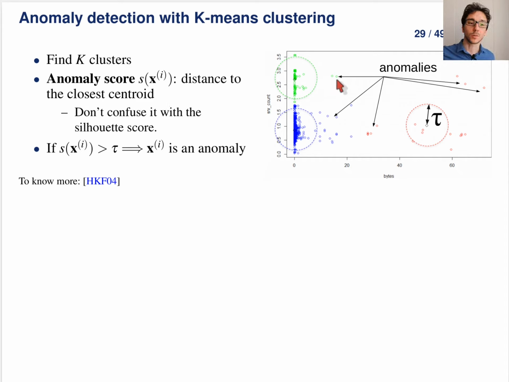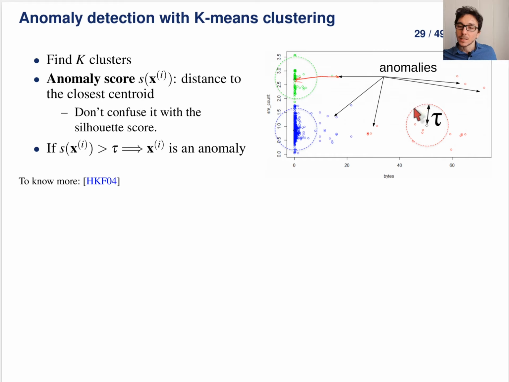Then you associate to each sample a score. A score is the distance of that sample with respect to its centroid. So it's not the silhouette score, it's a completely other thing, okay? It's the score of this point here that I'm pointing at: its distance from the centroid. Of course, the smaller the distance to the centroid, the more normal the point is. Okay, so anomalies are points whose distance is more than a certain threshold that we usually call tau.